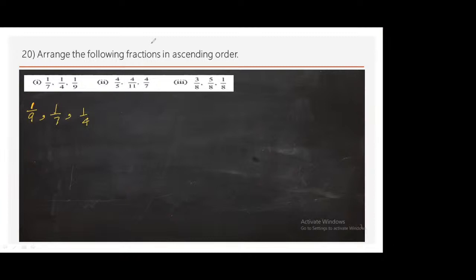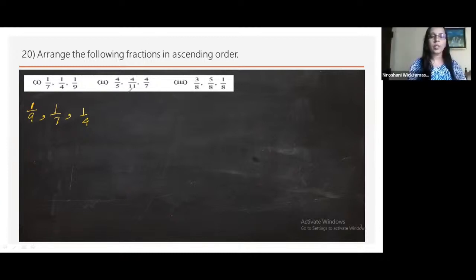And here also, let me make it easy for you. What is here? Numerators are equal. So here also the fraction with the smaller denominator is the largest one. The fraction with the largest denominator is the smallest one. Ascending means smallest to the largest. So the smallest number is 4/11. Then 4/7, then 4/5.